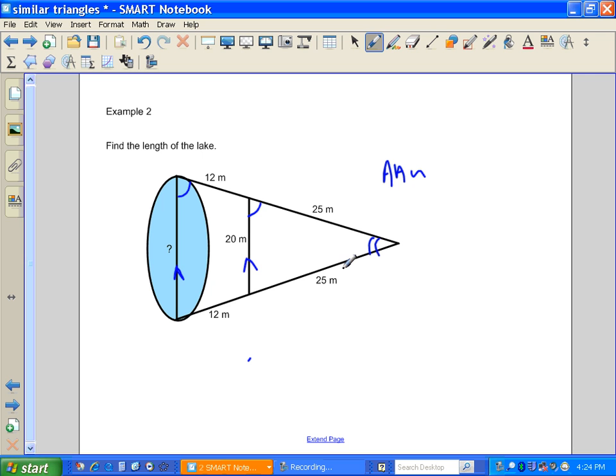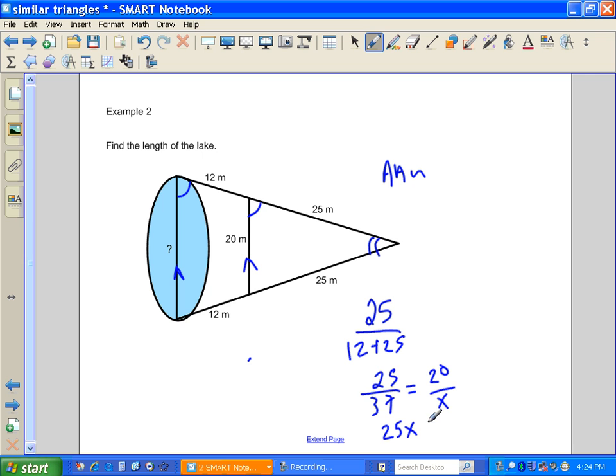So the ratio we want to set up, we want to go the length of the short side of the small triangle, 25, over the length of the whole big triangle. Well, that would be 12 plus 25. So now we're going to have 25 over 37. And that's going to be equal to the length of the short side of the bottom, 20 over x, what we're trying to find.